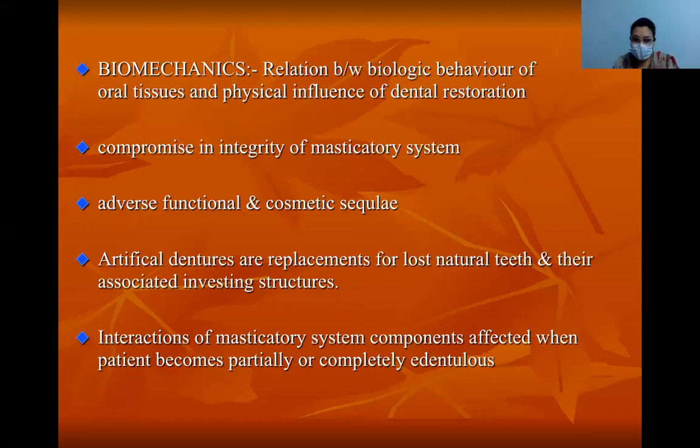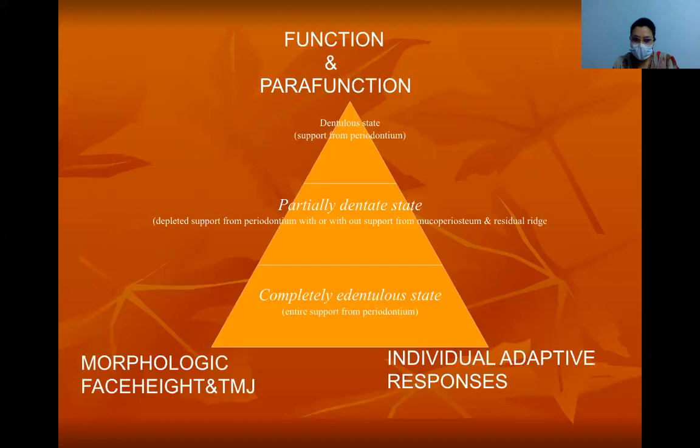Artificial dentures are replacement for the lost natural teeth and their associated investing structures. The interaction of masticatory system components is affected when the patient becomes partially or completely edentulous. If we make a pyramid out of this, we can always divide it into three main criteria: function and parafunction, the morphologic face height and TMJ, and individual adaptive response.